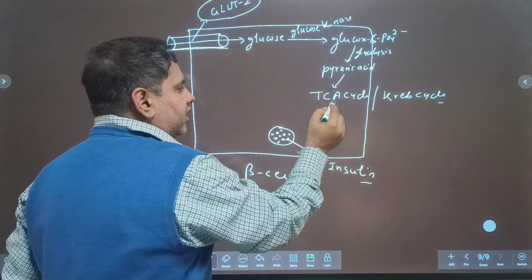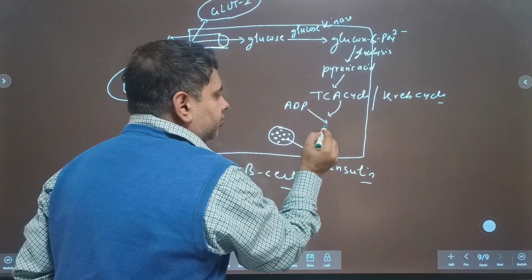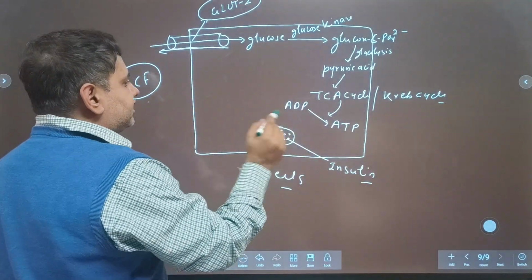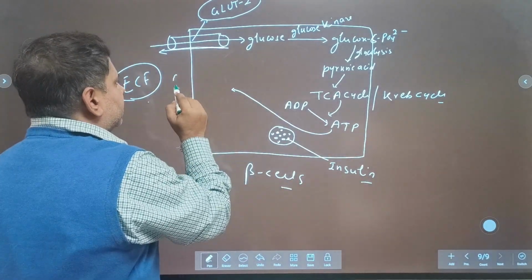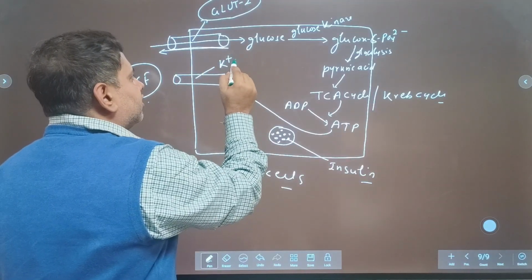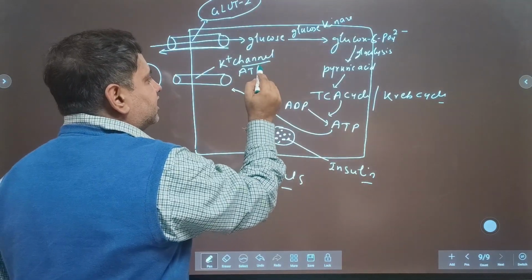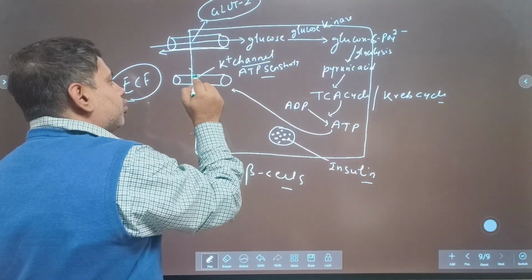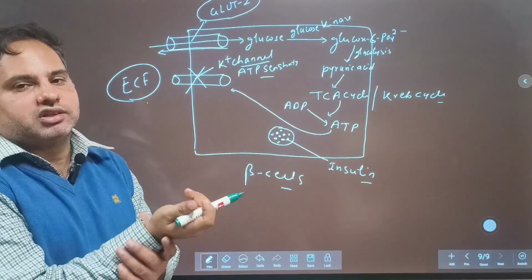And during these cycles, what will happen? Your ADPs are converting into ATP, adenosine triphosphates, and these ATP which are formed, there are channels here which are potassium channels, which are ATP sensitive potassium channels. These are ATP sensitive. So, when there is ATP, this potassium channel is going to close. This is very important to understand when we talk about the mechanism of sulfonylurea.